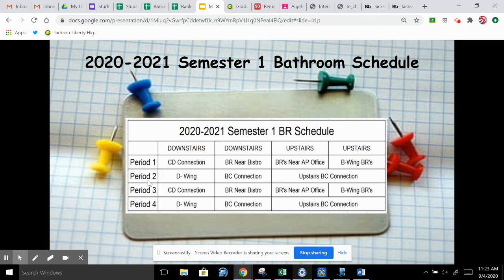If you were in my period 2, you're going to use the upstairs BC connection. I'll show you where that is. And if you were in my period 3, you're going to use the B wing bathrooms. I will show you where these are so you know how to get there. But this is a chart. I'm sure your other teachers are going to go over this with you as well. And this is going to be one of those things that you're going to have to get used to. So, we'll figure it out.